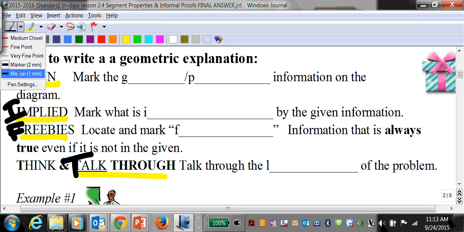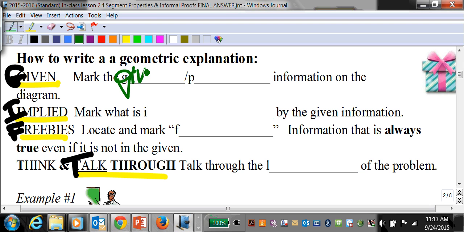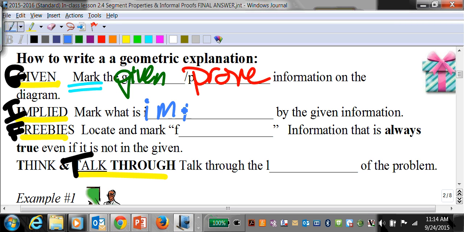So when you deal with explanations, first you mark that given. You mark your given and your prove on the diagram. Notice that word mark. No naked diagrams today. If you don't mark stuff on diagrams, I will mark you down on the test. Okay, 2, mark what's implied. From the given, something's going to be implied, proved, by the given. You mark it.